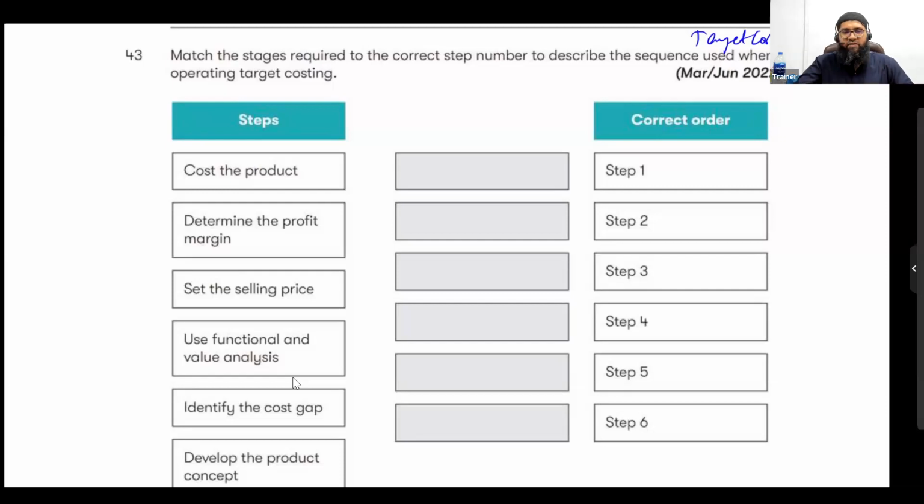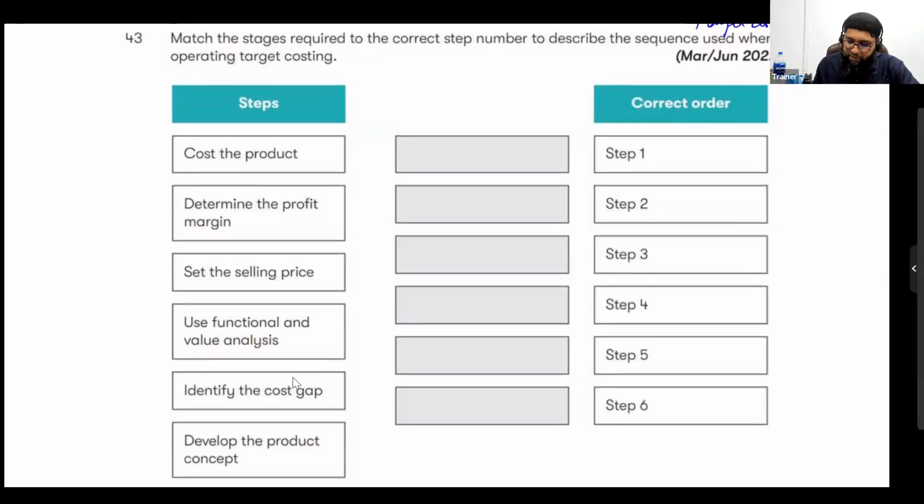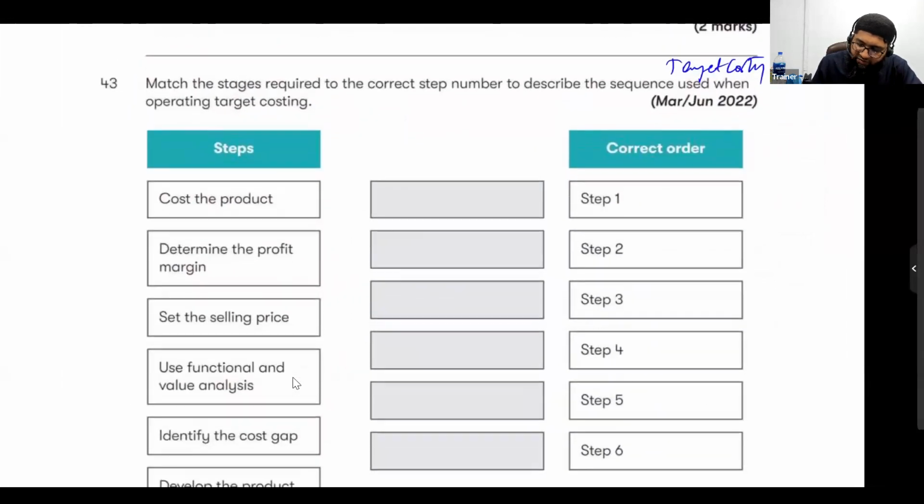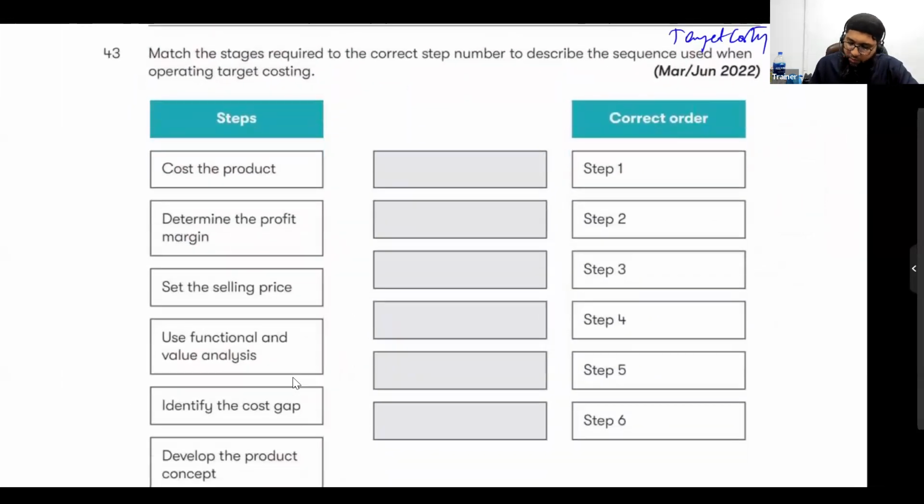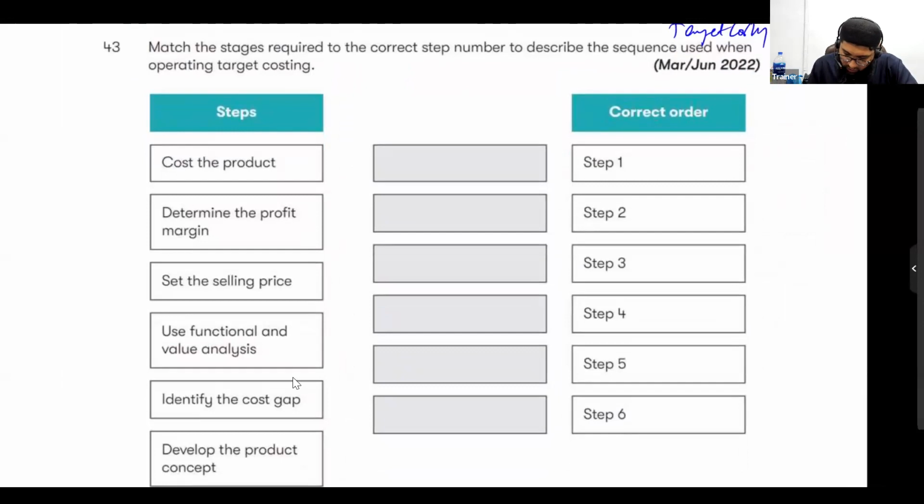Okay. With respect to this, it says match the stages required to the correct step number to describe the sequence used when operating target costing. So this is step number 1. This is step number 2. Step 3. Step 4.